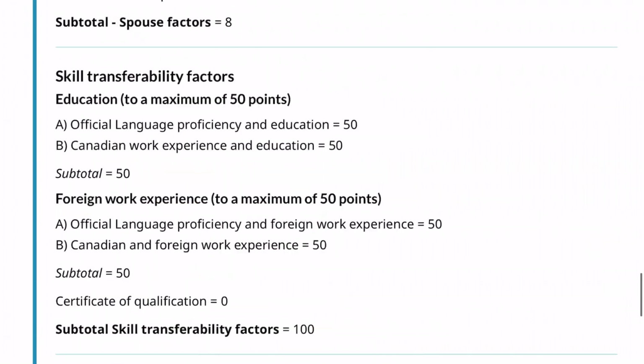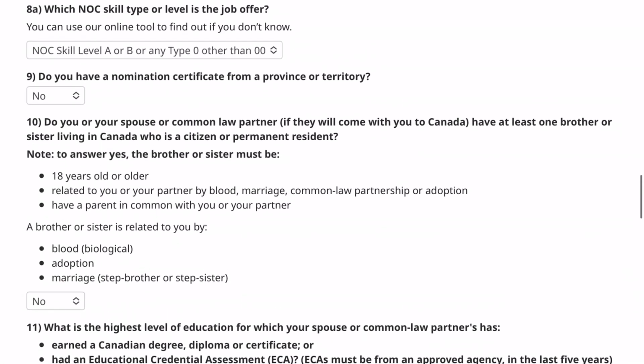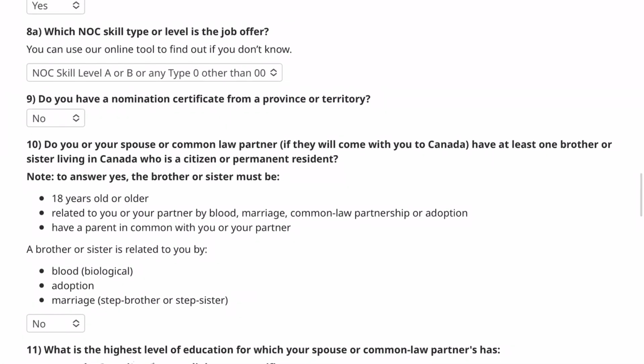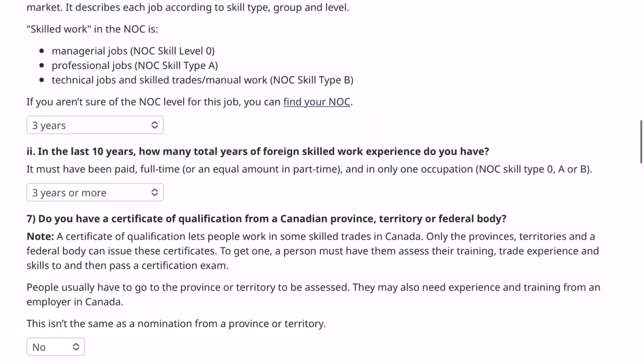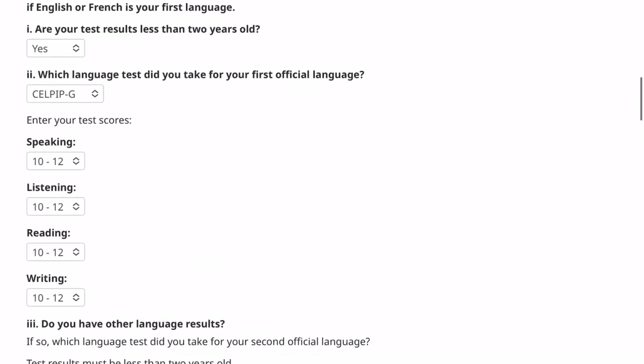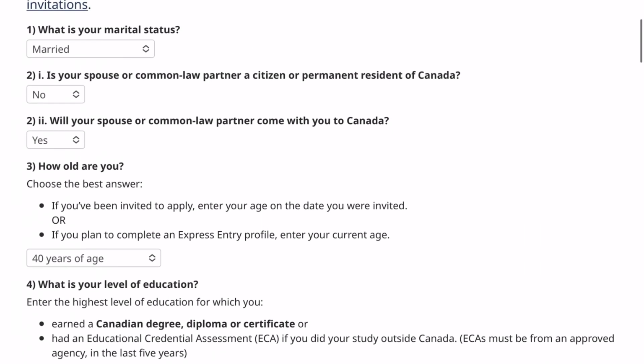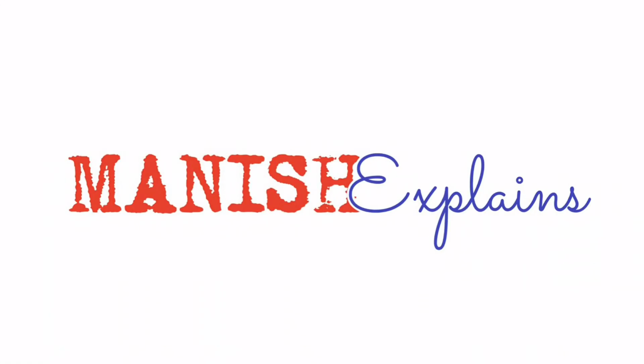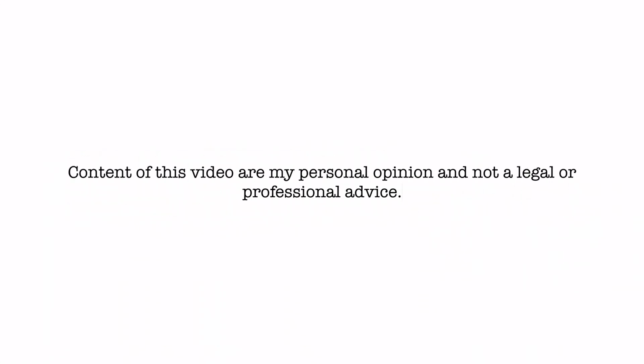So this is what I was planning to show to everybody who wants to have a look into the Express Entry profile. That's it from me on this video. I will create a few more videos on the actual Express Entry profile creation, but these two videos are mostly on the tools that are helpful.